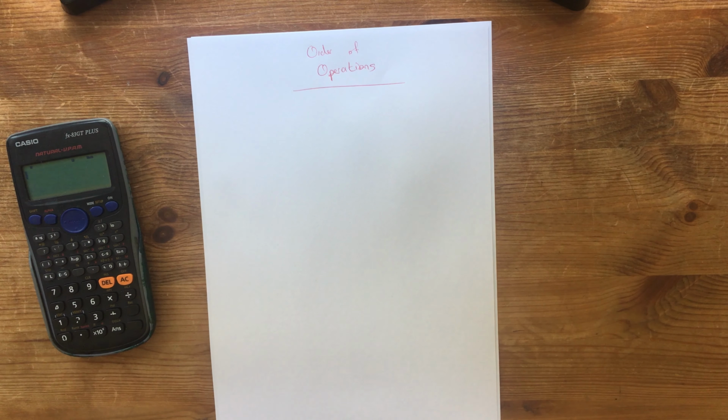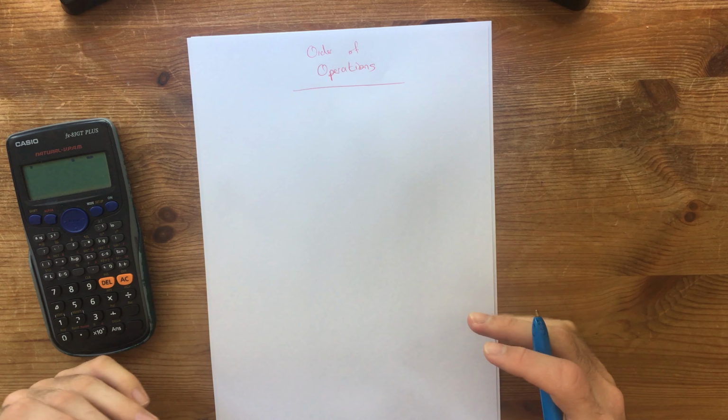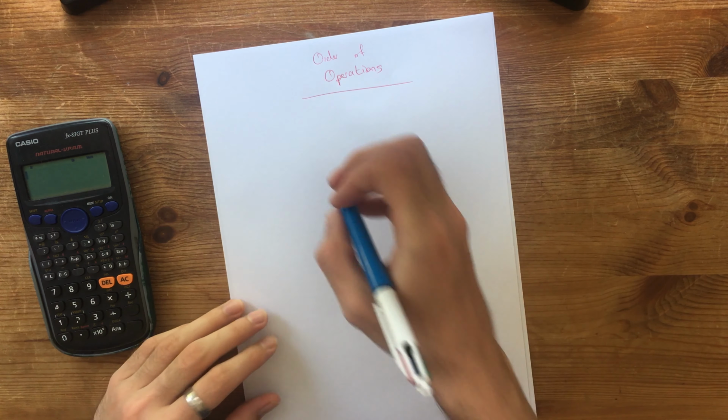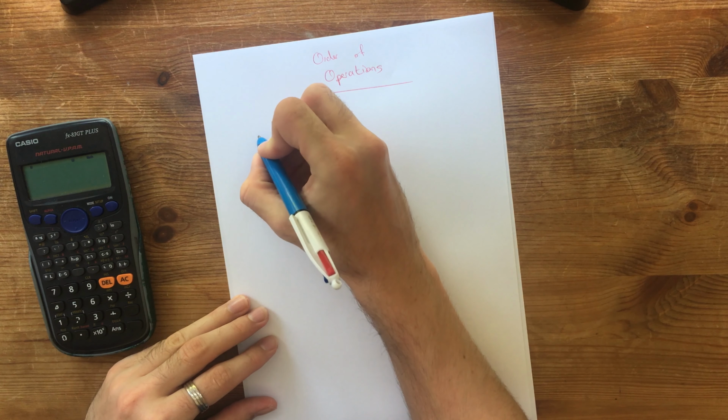This video looks at order of operations for natural numbers. So in what order are we going to do these operations such as adding, subtracting, multiplication, division? And it's very easy to remember. It has a name. It's very easy to remember.